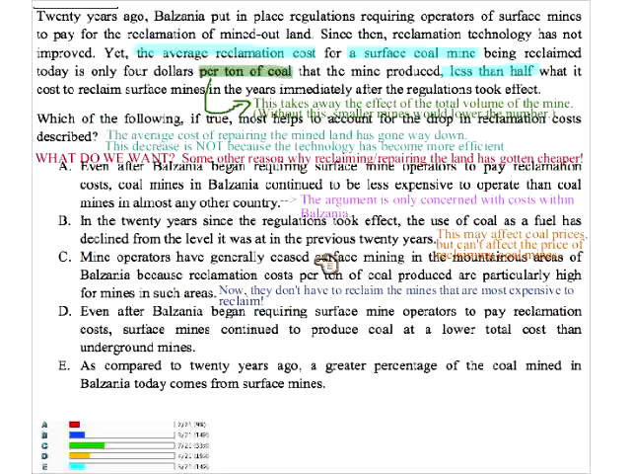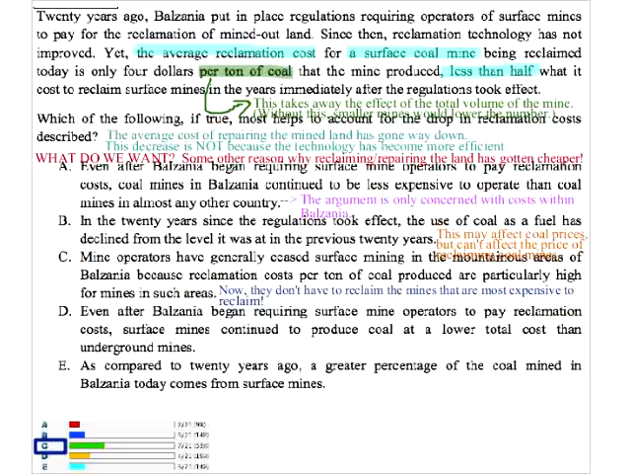D, even after they, so C is going to be it. It's going to be the one that we want. But let's look at the other two choices anyway, because people did pick them. Even after Balzania began to require surface mine operators to pay reclamation costs, they continued to produce coal at a lower total cost. Again, we're only concerned with the cost of reclamation. The cost of coal production is actually irrelevant.